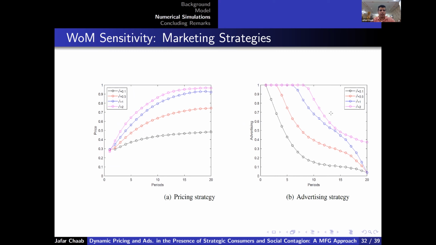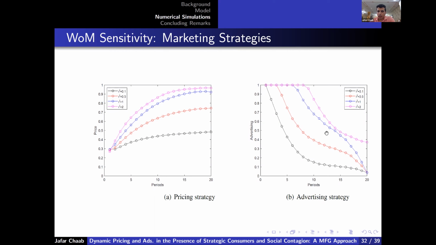So here we are trying to see how the word of mouth sensitivity is going to affect our results. In the left panel, we can see that when the word of mouth sensitivity is increasing, the penetration pricing strategies become more aggressive, right? Why is that? Because the conformists are going to have higher marginal utility, which allows the firm to charge them, and charge the whole market, higher prices.